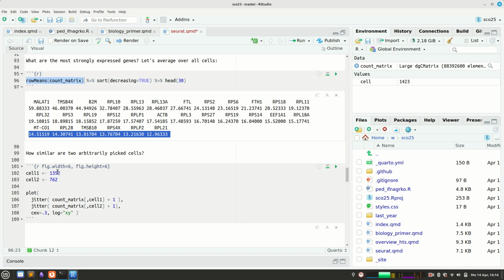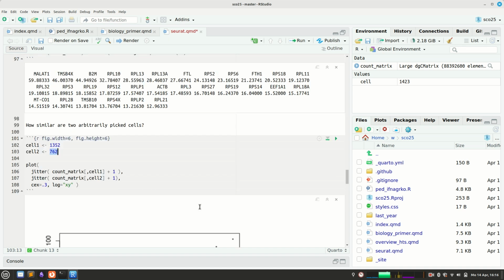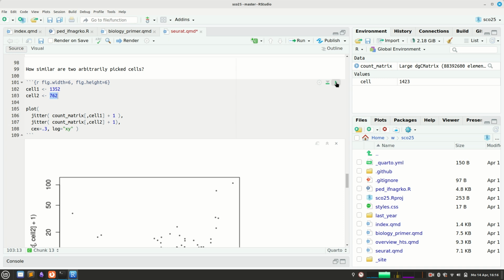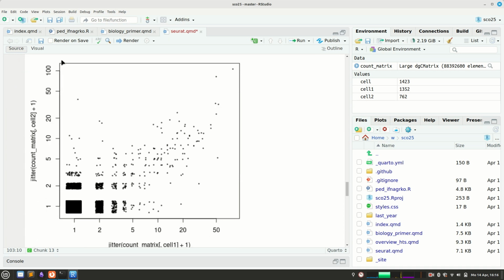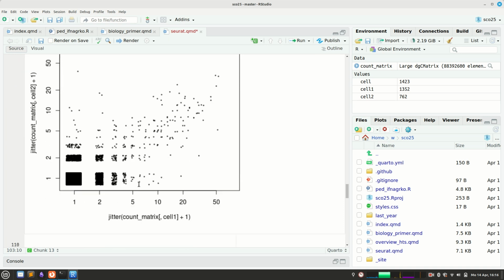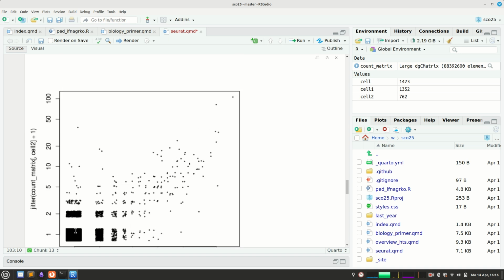We can also pick 2 cells at random. Let's take the cell in column 1352 and the cell in column 762 and just plot the 2 against each other. So this here is one cell, this is the other cell. You see I took a logarithmic plot and I used this jitter function, which adds a little random value to each point, so that all these genes which have 2 counts in one cell and 2 counts in the other cell don't sit all on top of each other. And you can appreciate that really the vast majority of genes sit here.